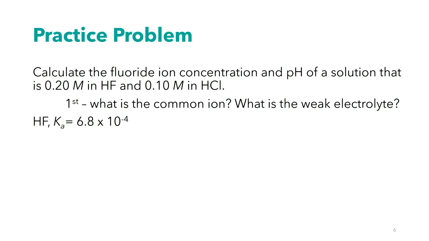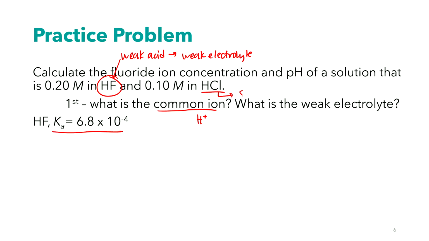All right. This is a slightly twisted question from what we looked at, in that our common ion is now the H+, because this is my weak electrolyte. HF is a weak acid, so I'm going to consider it a weak electrolyte. It only partially dissociates, and it dissociates based on that Ka. HCl is a strong acid, so I'm going to get full dissociation, 100%. All of it will be H+ and Cl-. That's going to be the strong electrolyte.